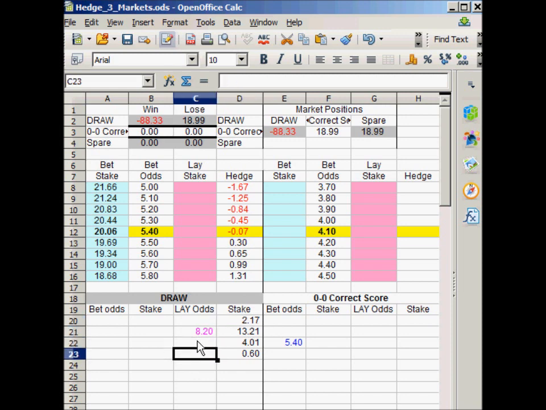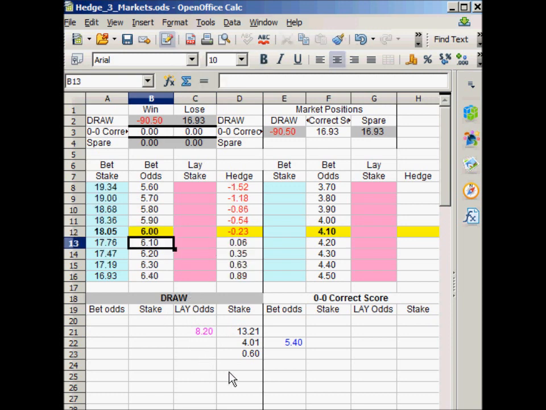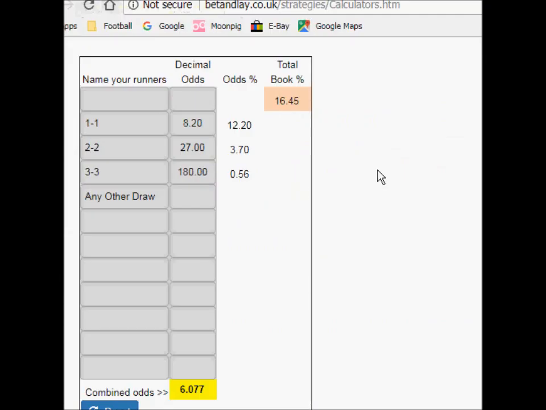The other method where you lay just 1-all, 2-all, 3-all and you don't lay 0-0, you're reducing your lay stakes by £2 and 17 pence if we just delete that. So you're not actually looking at lay stakes of 20, but you can see now that you don't get into profit until you get some bigger bet odds to play with. Look, you need bet odds of about 6 to be able to bet at that stake and get out with just a loss of 23 pence.